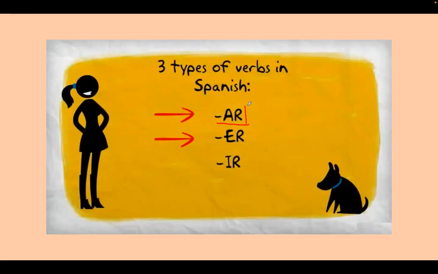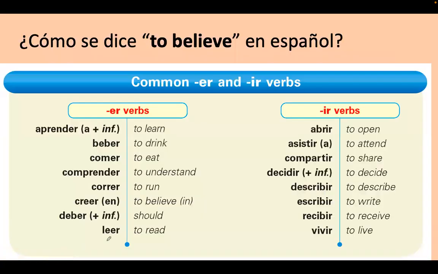So in Spanish we have AR verbs, ER verbs, and IR verbs. The purpose of this video is to show you how to use these two types of verbs, the verbs that finish with ER and IR. Now, the first idea is to memorize or to practice these verbs. So you have to try to memorize them with things that are related to the verb.